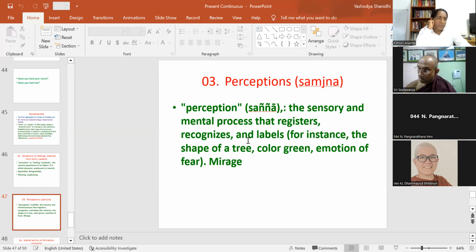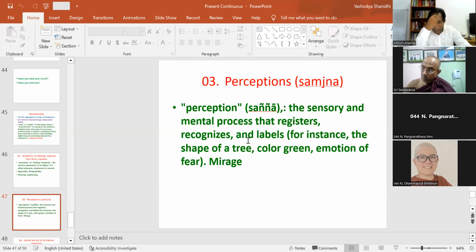The perceptions, sanya, the sensory and mental process that registers, recognizes, and labels the experiences that we get through the sense bases.